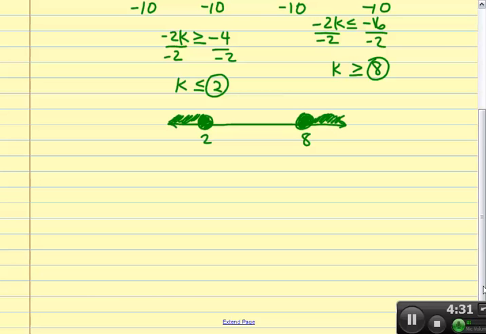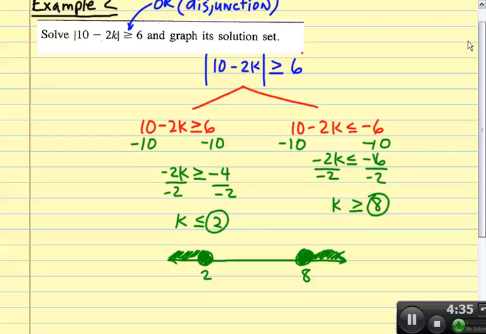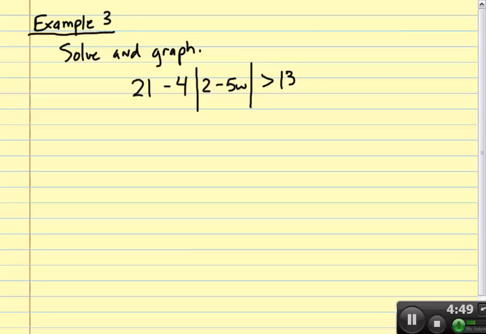So you can see it is a disjunction, because it said the distance has to be greater than or equal to 6. Piece of cake. Piece of cake. You guys know how to do this. This is some easy stuff. Let's look at the next one. Now, excuse me. This is what I was talking about earlier.